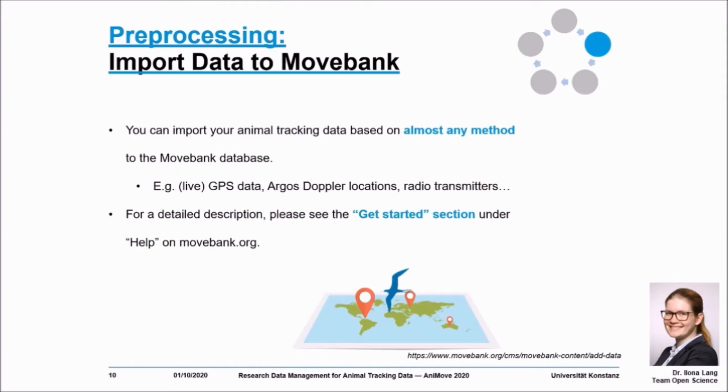You can ingest your data into Movebank to process it and prepare it for your analysis. Movebank supports data based on multiple different collection methods. This includes live GPS data, Argus Doppler locations, radio transmitters, and furthermore. For a detailed description of how to set up each type of data, please see the Get Started section under Help on movebank.org.